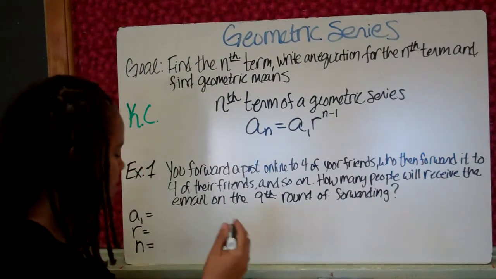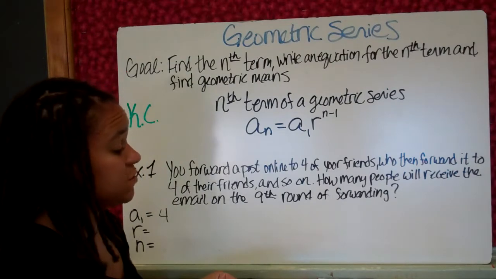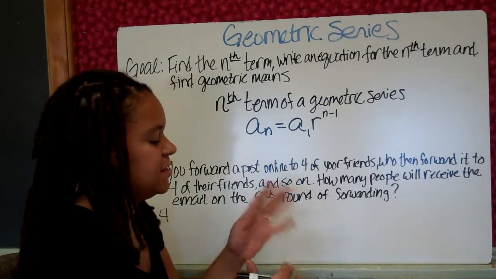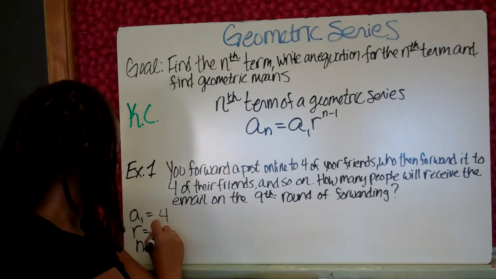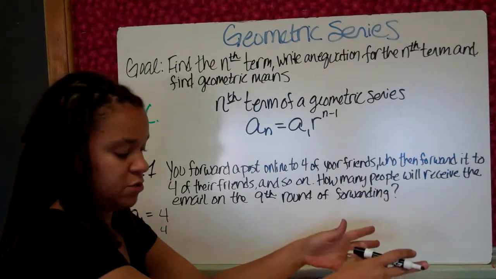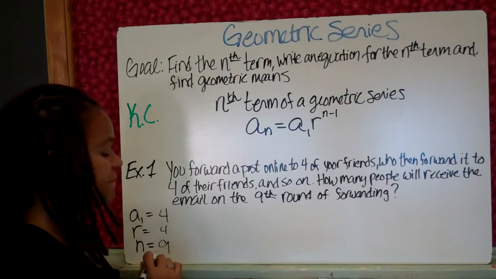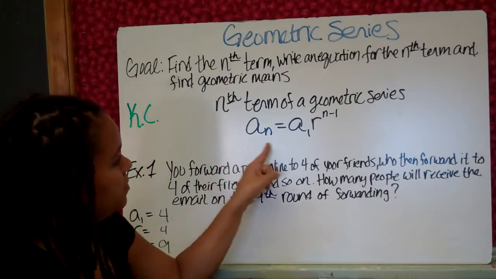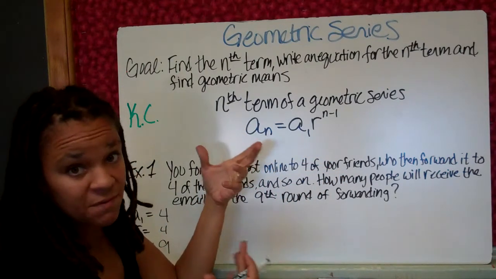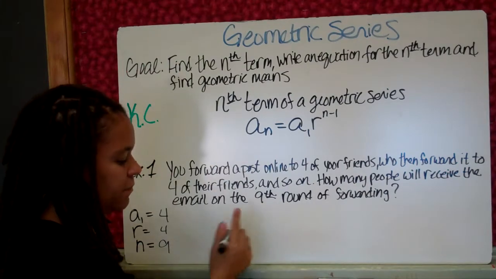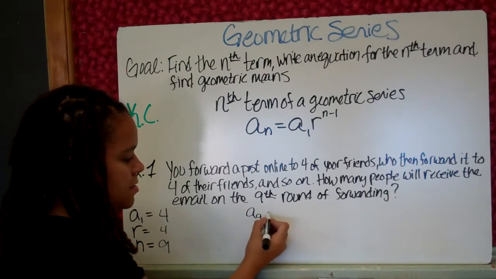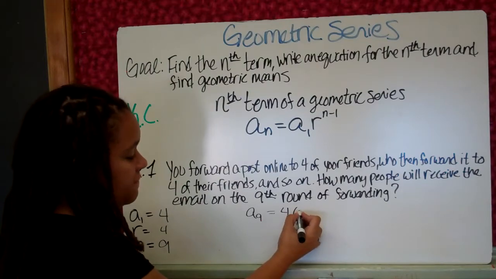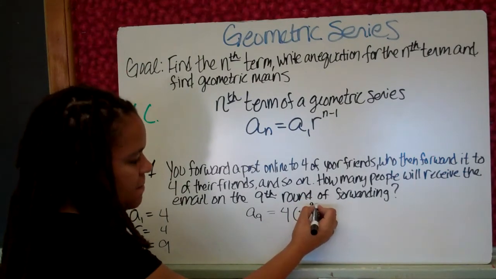So A sub 1 is 4, because when you initially send it, you send out 4. So the first number of people that get it is 4. And then the ratio, it's multiplying by 4 each time, because when they get it, they do 4. And then the number of times we're looking for is 9. So we're going to use this to figure out the 9th term, the value of the 9th round of forwarding. So A sub 9 is going to be equal to 4, because we want A sub 1, times 4 to the power of 9 minus 1.